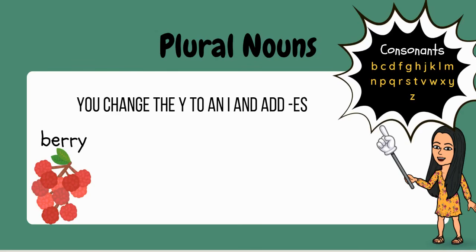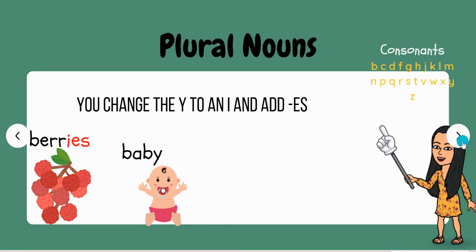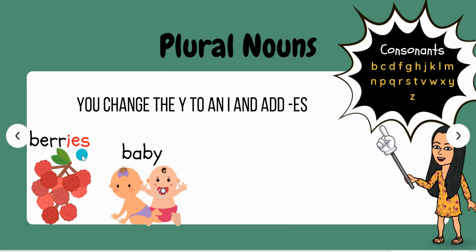In today's lesson, we're going to examine what happens when you come across a singular noun that has a consonant followed by a Y. In this example, we see here berry, which is a singular noun. You'll see that there's a consonant R followed by the letter Y. Now, to make berry plural, you would change the Y to an I and add ES. In this example of baby, the singular noun has a consonant followed by a Y. Now, to make this singular noun plural, you would change the Y to an I and add ES.